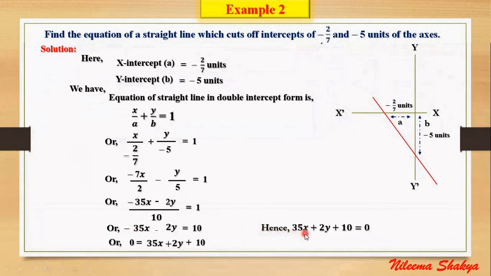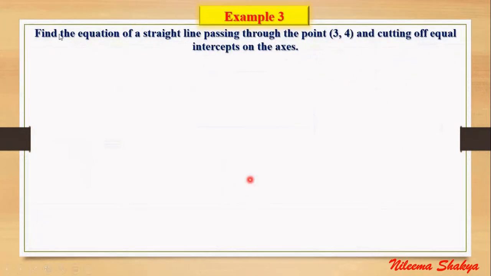Hence, 35x plus 2y plus 10 equals 0 is the required equation of the straight line according to the given condition in the question. Moving on to another example, the third problem. Find the equation of a straight line passing through the point (3, 4) and cutting off equal intercepts on the axes. Let's solve it. First of all, let's draw the figure.